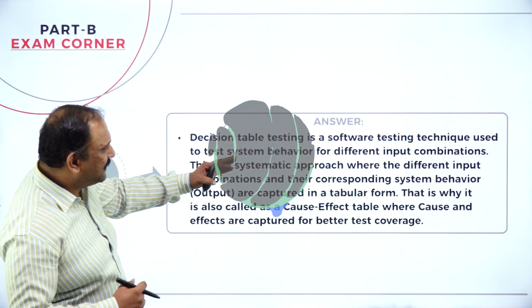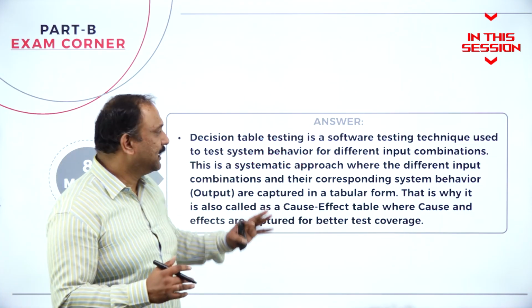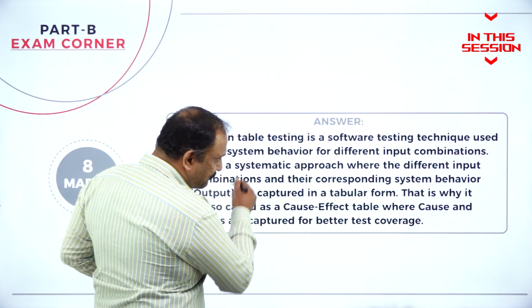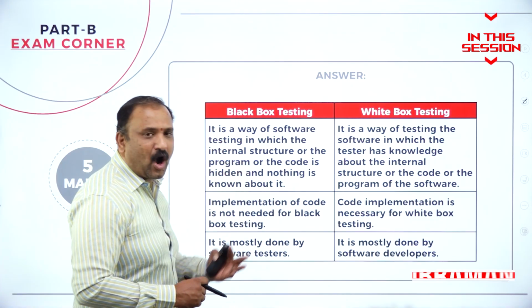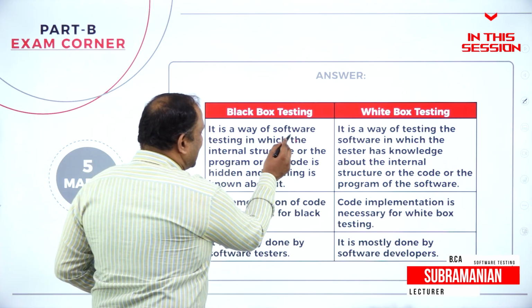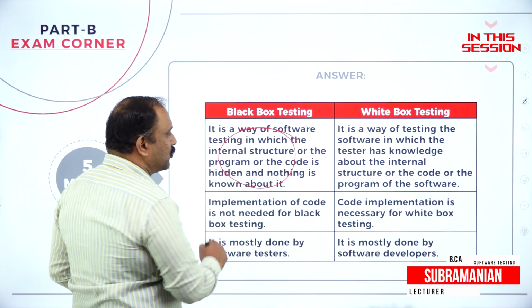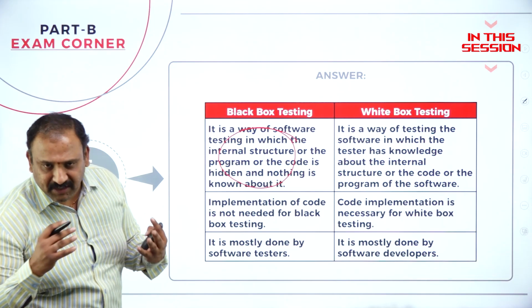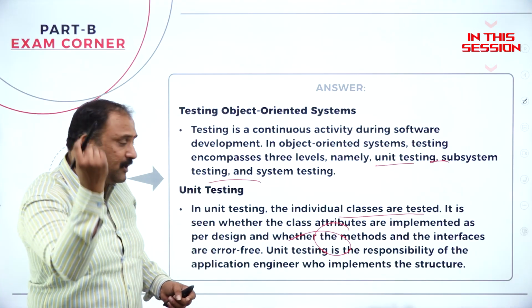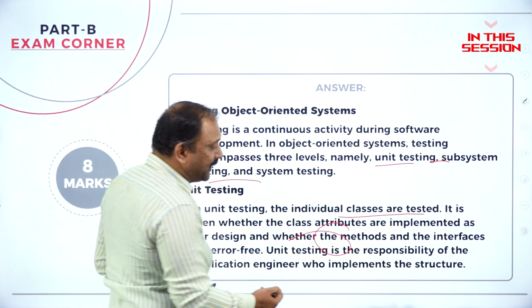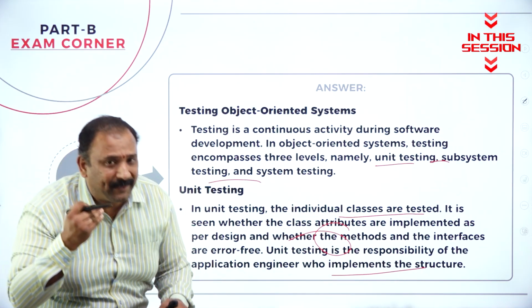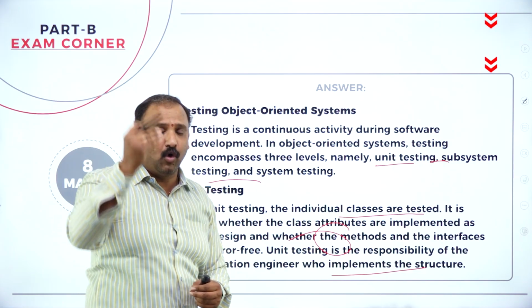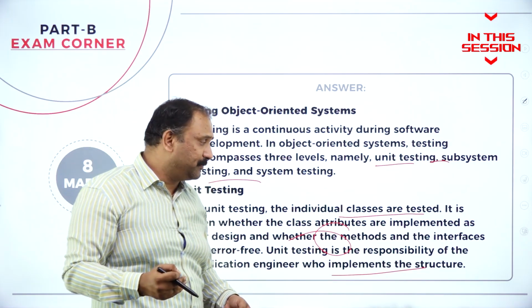A decision table testing is a software technique that is used to test the system behavior for different input combinations. It is a way of software testing in which the internal structure, program, or code is hidden or nothing is known about it. Unit testing will also be responsible for an application engineer who implements the structure. So basically you are implementing the structure first. You're going to go phase by phase, understand it unit by unit, and then take it forward.